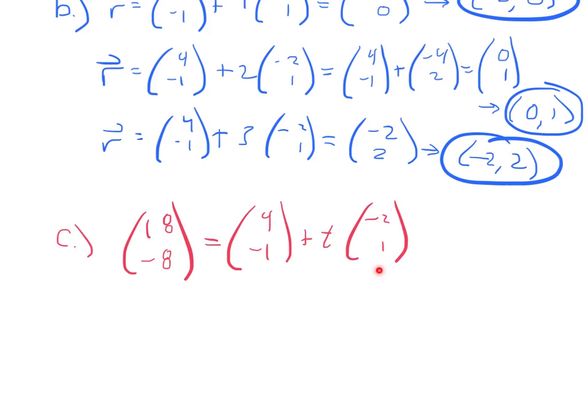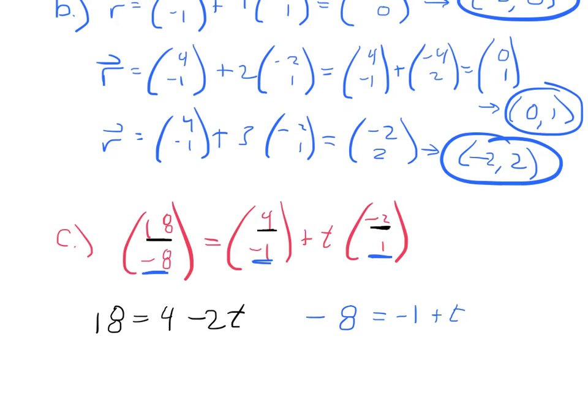You set your line equal to the position vector of the point that you're looking at, and now we have to solve for t. Right? And this is sort of a weird thing because it's like, how do you really solve this? What I'm going to do is break this equation into two parts: the x parts and the y parts. So I'm going to get one equation that says 18 equals 4 minus 2t. That just comes from using all the top numbers. 18 equals 4 plus negative 2t. And then for the other one, negative 8 equals negative 1 plus t.